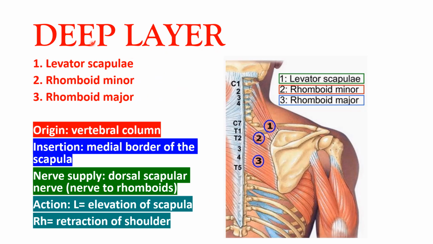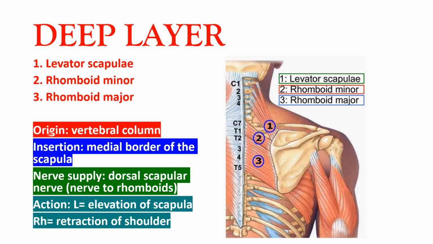So let's look at the deep layers. We've already spoken about the superficial layers: the trapezius and the latissimus dorsi. Now let's look at the deep layers of the back muscles, or the deep muscles. Number 1, we have the levator scapulae muscle. Number 2, we have the rhomboid minor. Number 3, we have the rhomboid major muscle.